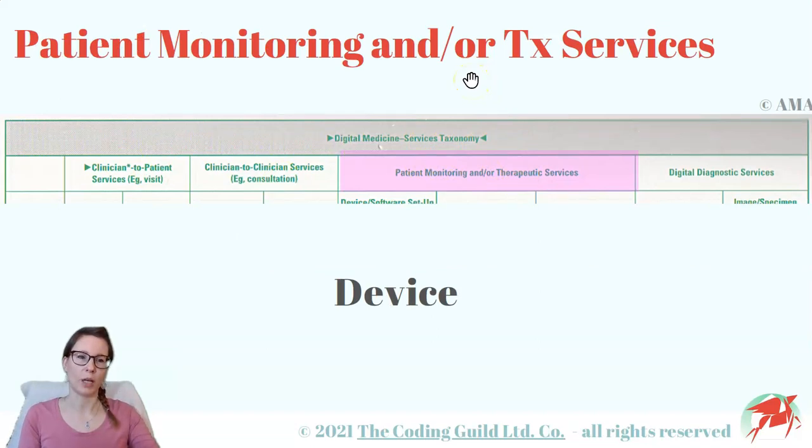Now, the third column is more exciting. It is for patient monitoring and/or therapeutic services. Who is talking to whom here? To keep it simple for now, we choose this column when the provider or their staff is interacting with a device or interacting on behalf of a device. Think of wearables like an ambulatory glucose monitor or a Holter monitor, things like that.